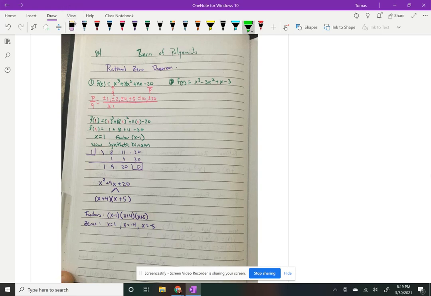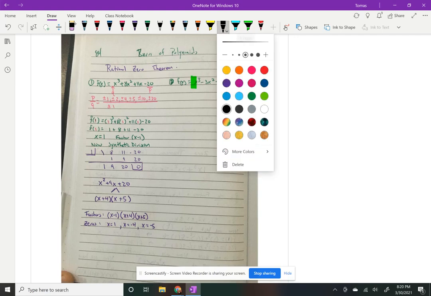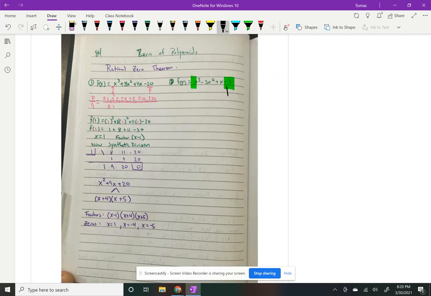So now what we want to do is look at our last digit and our leading coefficient, and this is going to create the ratio of p over q. So let me use this one. Okay, so this would be our p, and this would be our q. I'm just going to do it all over here off to the side. So I'm going to have -3 over 1. All right, so this is p over q.